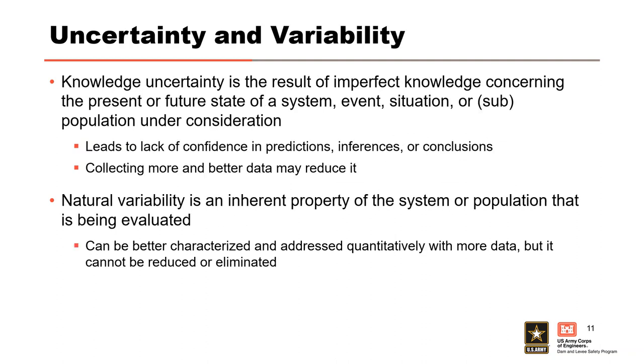Knowledge uncertainty and natural variability were mentioned on the previous slide. Here are the definitions for both terms. Knowledge uncertainty is the result of imperfect knowledge concerning the present or future state of a system under consideration. It leads to a lack of confidence in our predictions, but this type of uncertainty can be reduced by collecting more data or better information.